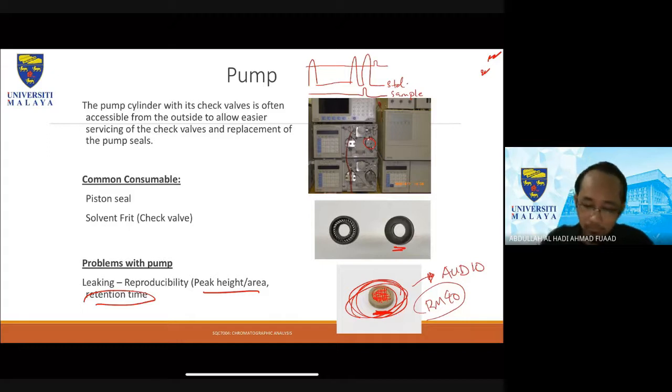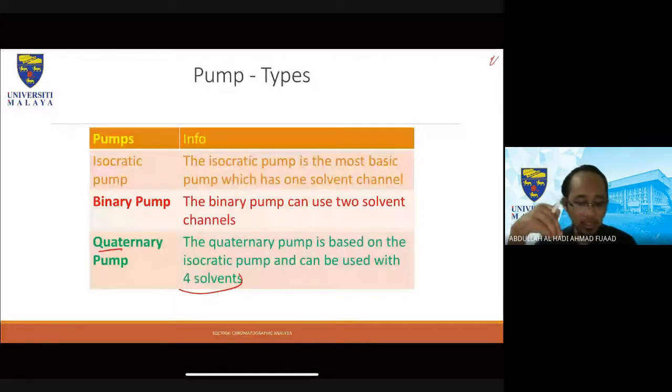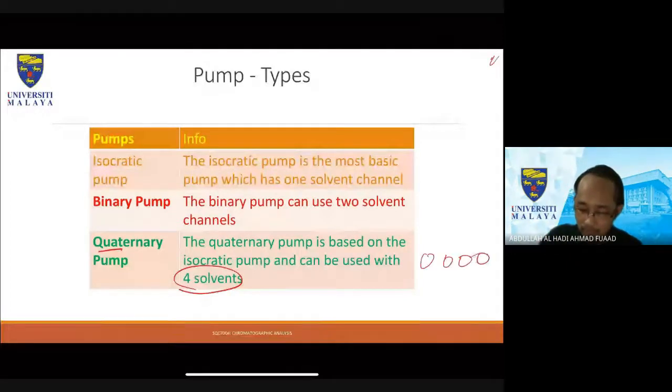Okay, just another example, different types of pumps. You have isocratic pumps, binary pumps, and quaternary pumps. Quaternary just means four. You can intake four different types of solvent individually, meaning you have four pumps, and each pump takes a different solvent: solvent A, B, C, and D.